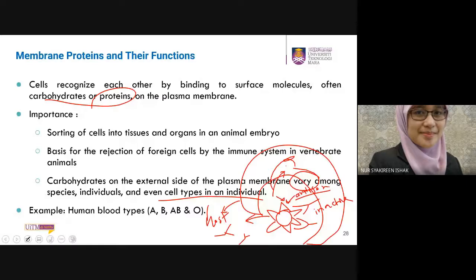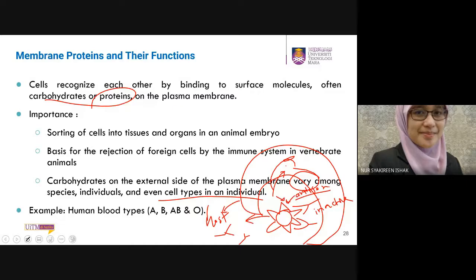So that's why, basically, cells of species will be different from another species, individuals from another individual, dia punya antigen at the cell surface will be different. Will be different even cell types in an individual. So example is the human blood type, which is A, B, and O.